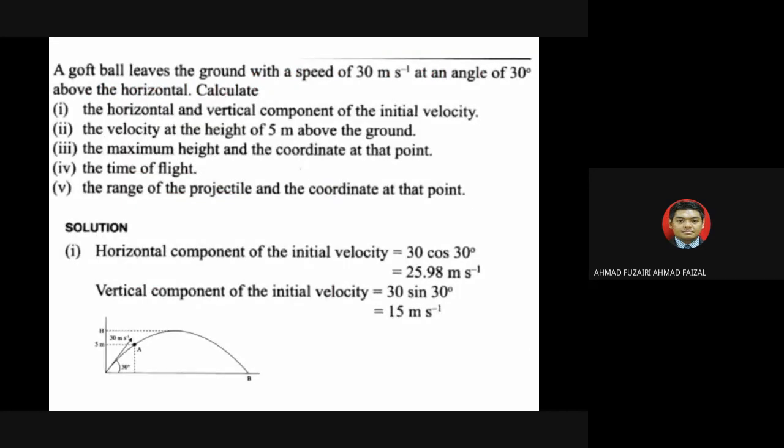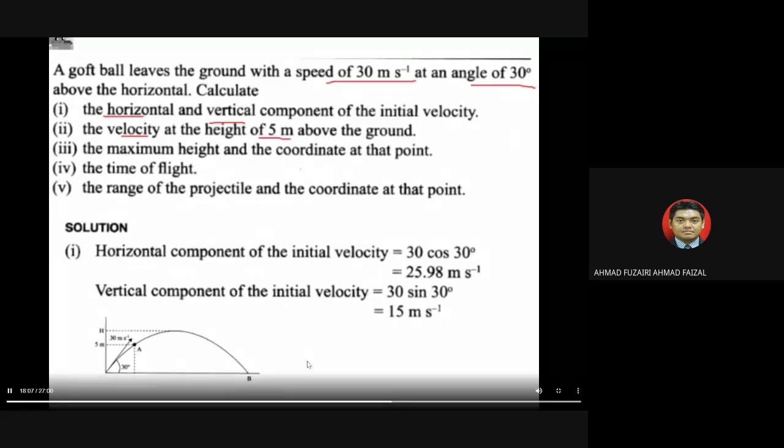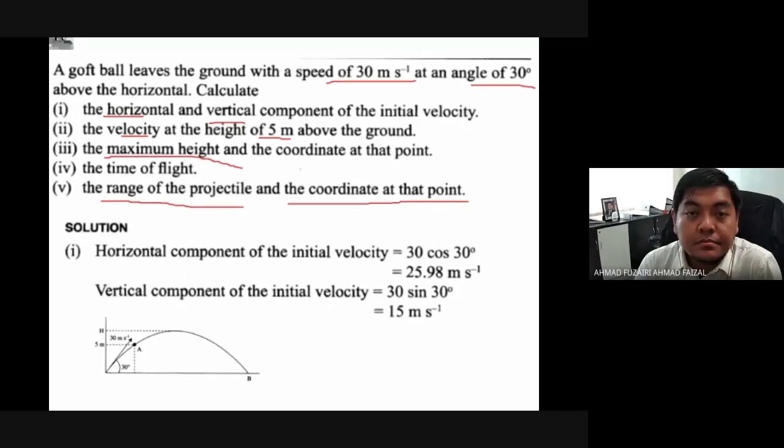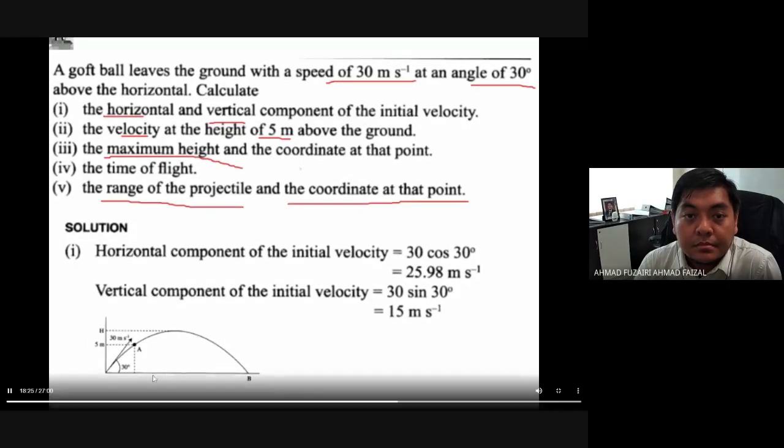Page 67. Example: a golf ball leaves the ground with a speed of 30 meters per second at an angle of 30 degrees above the horizontal. Calculate the horizontal and vertical components of the initial velocity, the velocity at the height of 5 meters above the ground, the maximum height and the coordinates at that point, the time of flight and the range of the projectile and the coordinates at that point. Solutions. Horizontal component of velocity.